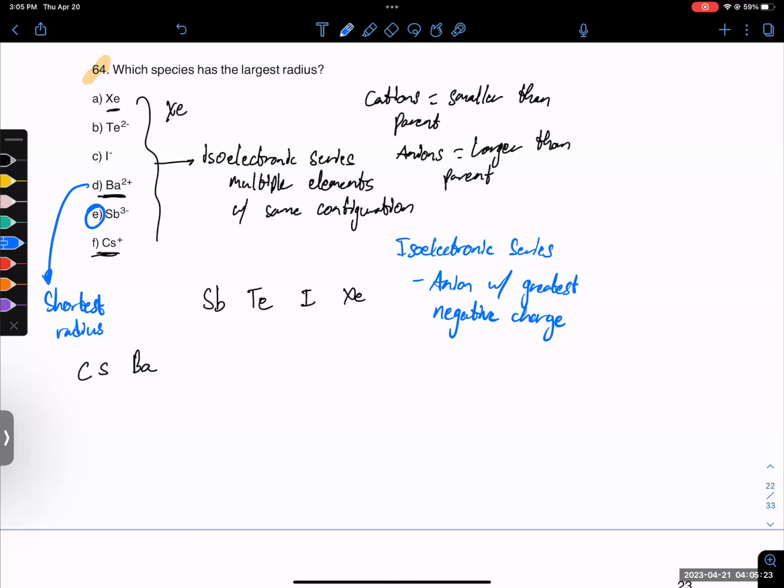Thank you. Yeah, so to sum it up, isoelectronic species are different elements that have the same electron configuration. So multiple elements, same configuration. Cations are smaller than the parent atom, anions are larger than the parent atom. And we're looking for the anion with the greatest negative charge, which will have our greatest radius. Questions on that?